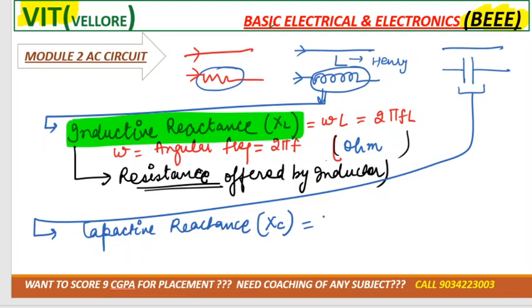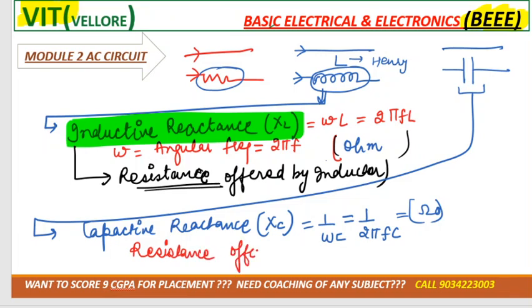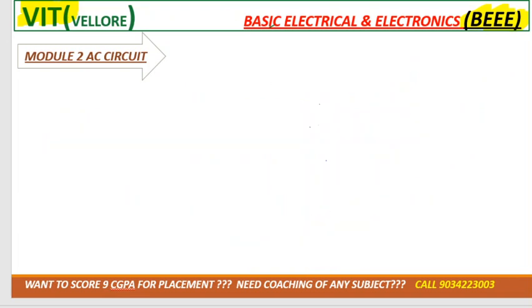The XC formula is 1 over omega C, and 1 over omega C is 1 over 2 pi FC, and its unit is also ohms. So how can we define capacitive reactance? It is also the kind of resistance offered by a capacitor, right? Understood? Now see what you have studied.